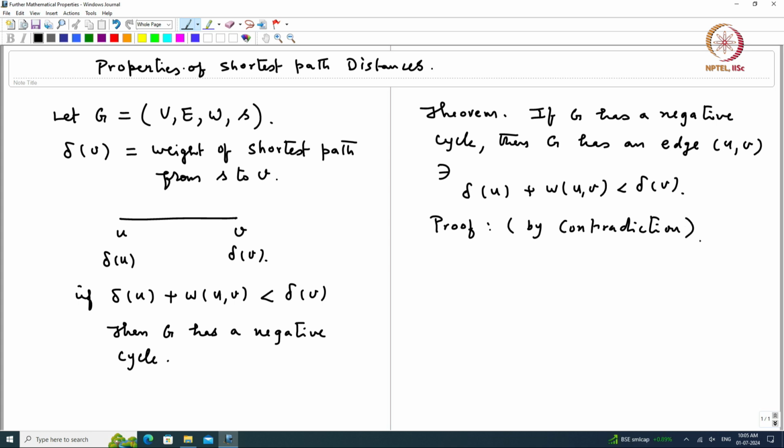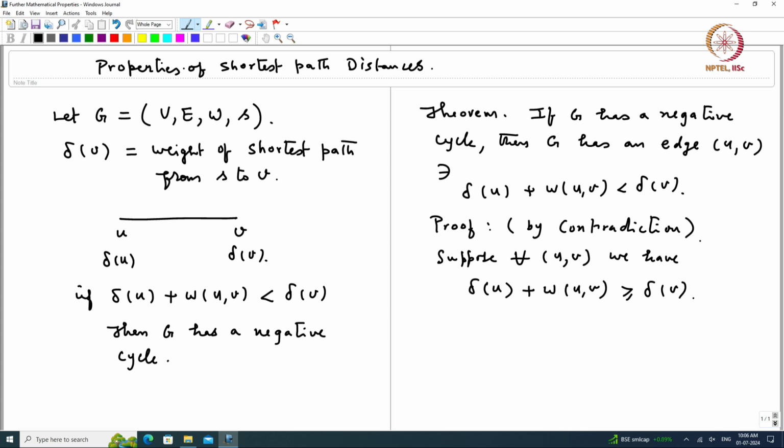Suppose for all edges, right, what is the negative of there exists an edge? The negative is for all edges. Proof by contradiction. Suppose for all edges uv we have the following: delta u plus weight of uv is greater than or equal to delta v. I am assuming this for the sake of contradiction.